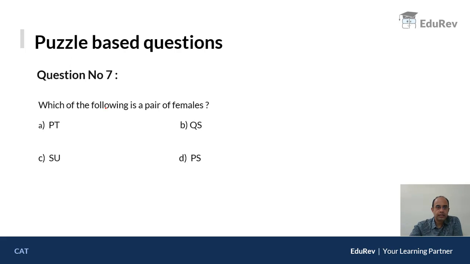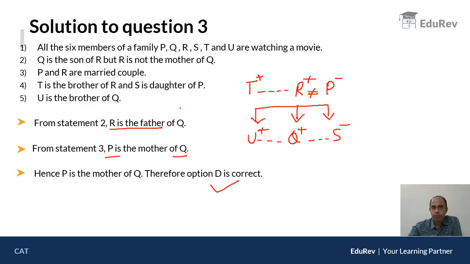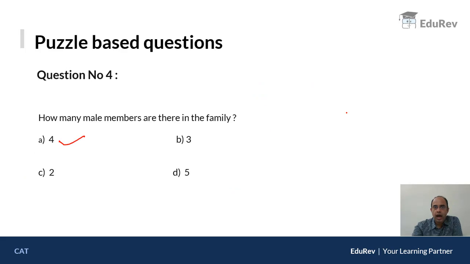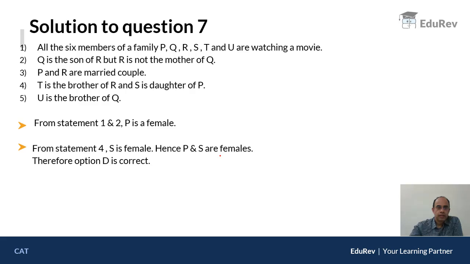Now, question 7 says, which of the following is a pair of females? Four options are given to you: PT, QS, SU and PS. Now, let us see who are the females. The females from here I can see are P and S. P and S are females. Fine. Let us look for P and S. We are observing the P and S option is given to you. Hence, this pair is a pair of females.